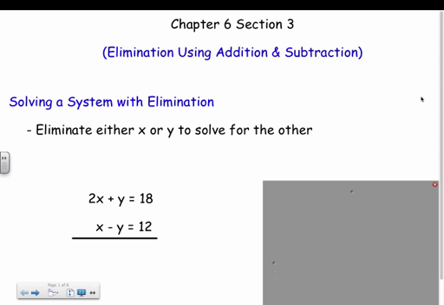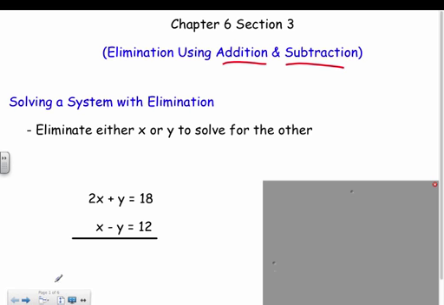What we want to do is either eliminate the x or the y to solve for the other one. And I'll show you what I mean. We do that by either adding or subtracting. So elimination by addition or subtraction. We either add or subtract the two equations in order to eliminate one or the other.